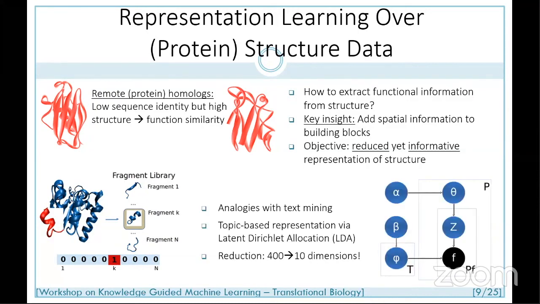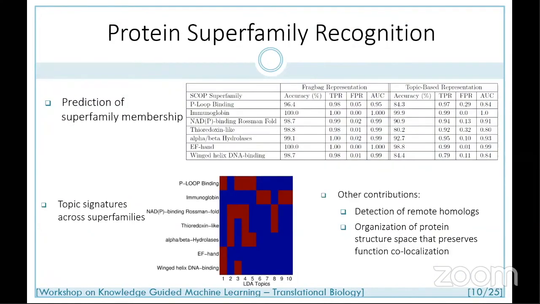We used analogies with text mining, basically looking at a protein structure as a document and looking at the fragments as the words, and then using LDA, latent Dirichlet allocation, in order to obtain topic distributions over the fragments and end up with a much reduced, much lower dimensional topic-based representation of protein structures. And we showed that this topic-based representation was informative.